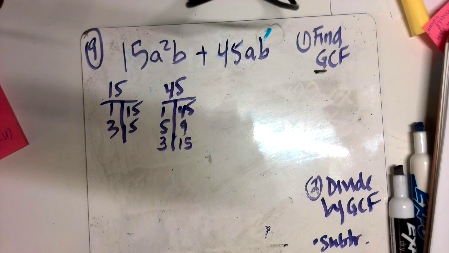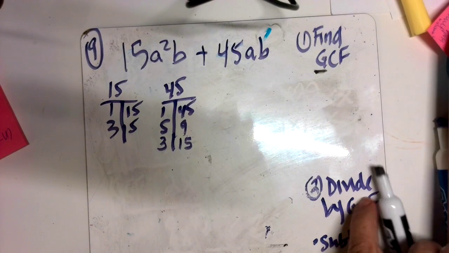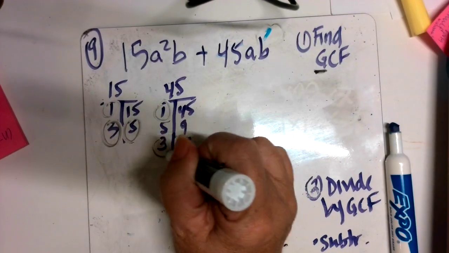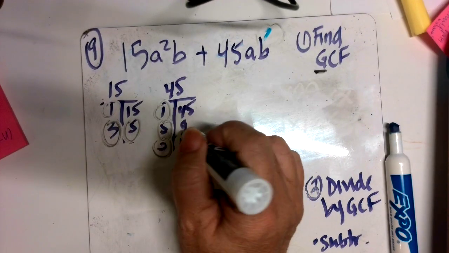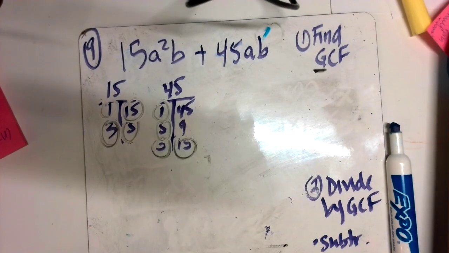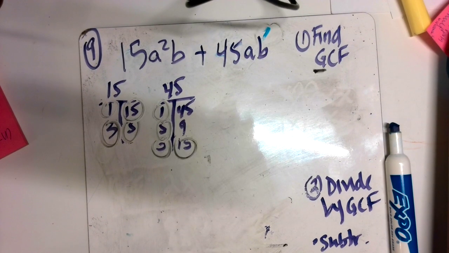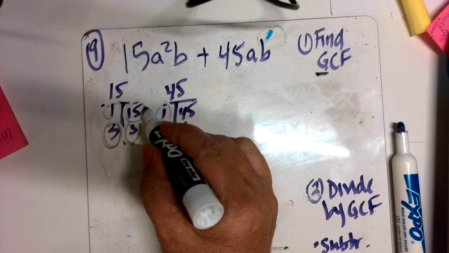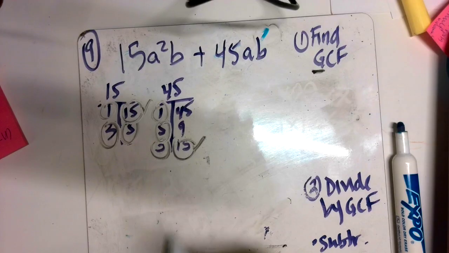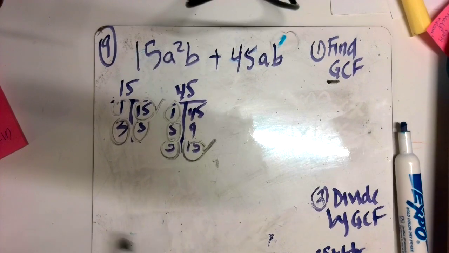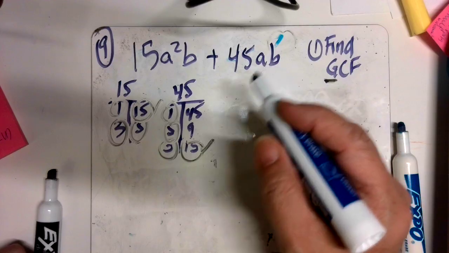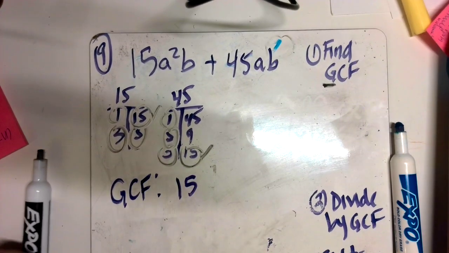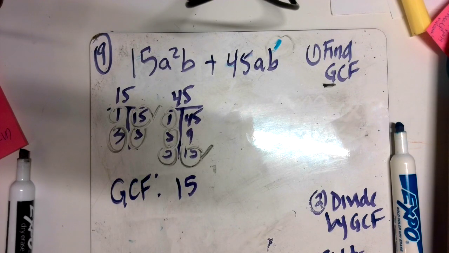So what do they all have in common? Well, they have the 1, the 3, and the 5. Oh, and a 15. Okay. Those are common factors. What's the greatest number that I circled? 15. Okay. So 15 is the greatest common factor for, I'm going to put here, okay, for the coefficients.